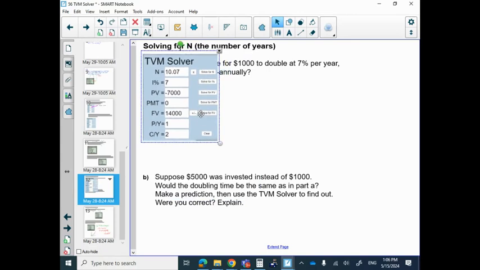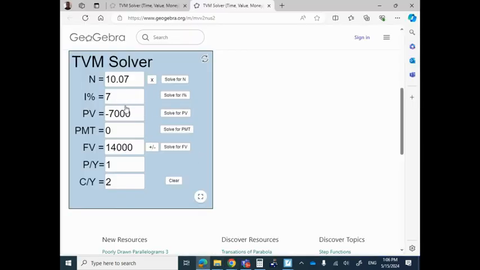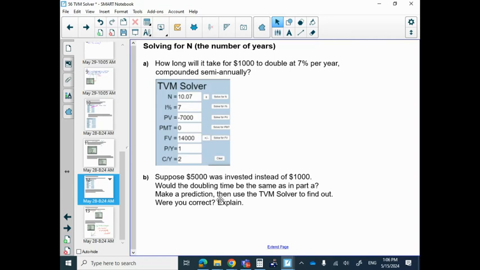I have run out of time for this lesson in class. If $5,000 was invested instead, it was supposed to be $1,000 doubling. It'd be interesting actually to see if that's the same thing. I think it should be. So solve for that. It's not changing because it's the same thing. Money doubles whether it's a big amount or a small amount if you have the same interest rate. Yes, it'd be the same.